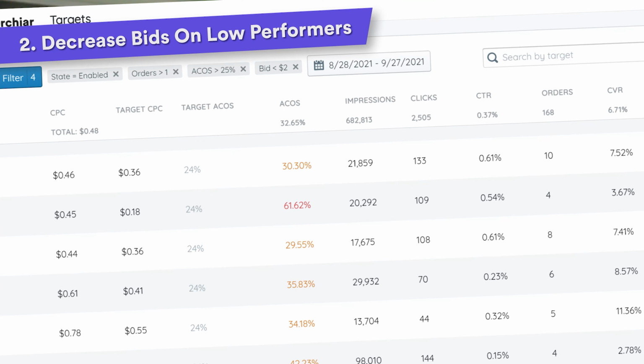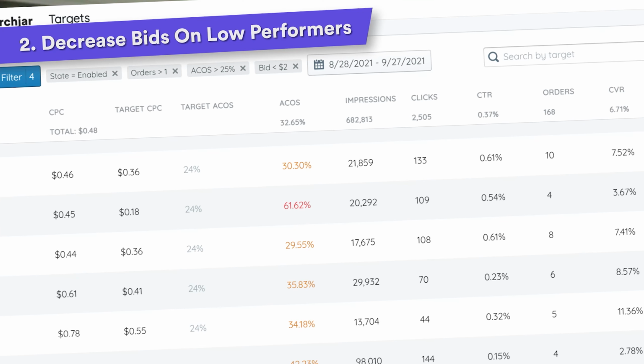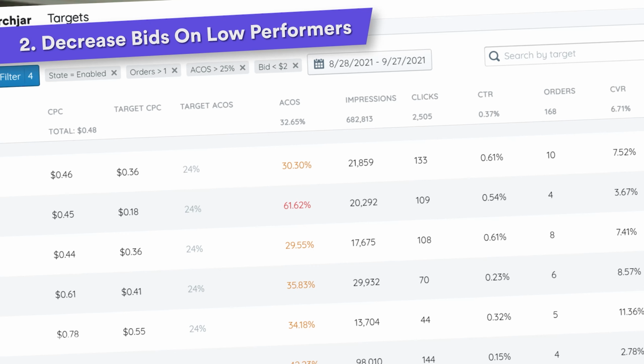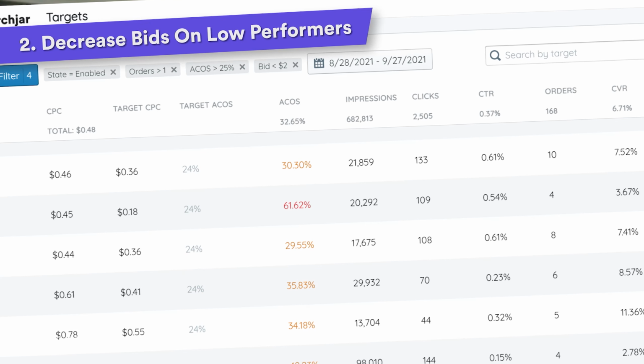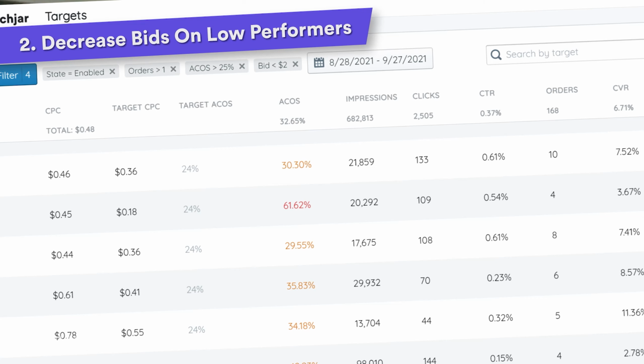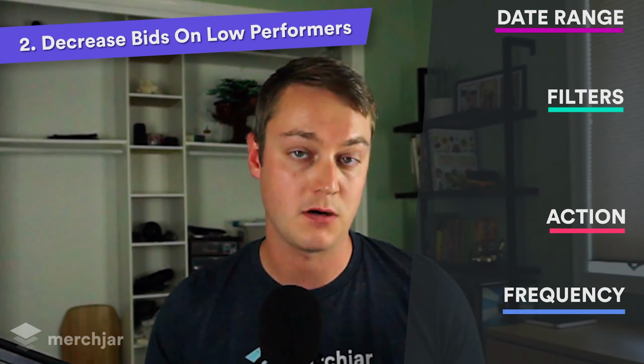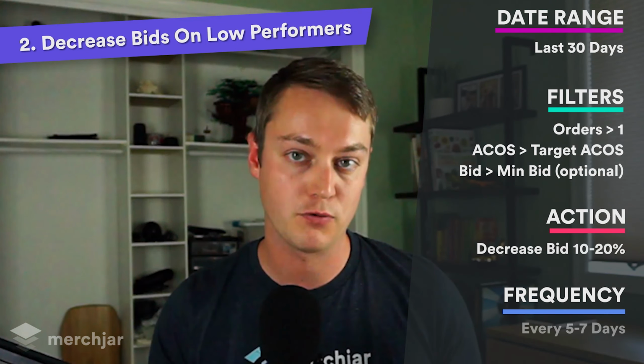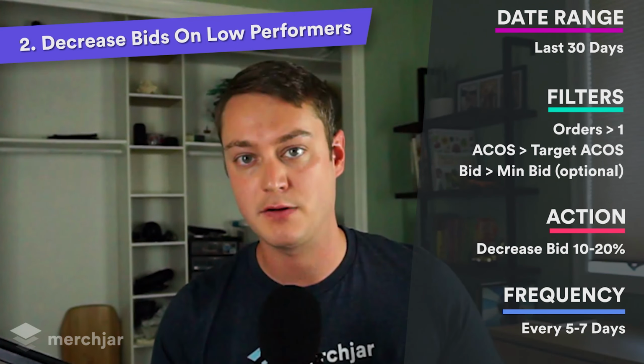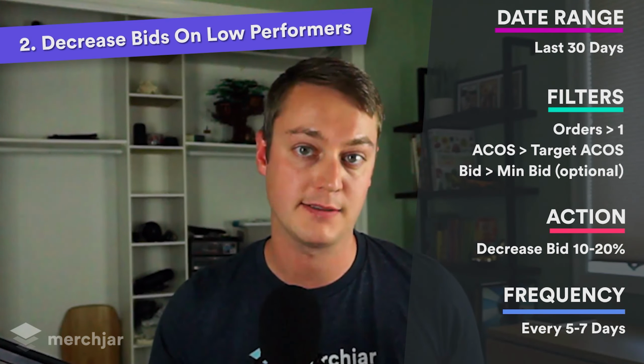Next, we want to lower bids on any targets that have an ACOS that's above our target ACOS that also have at least a couple orders. The same ACOS buffer from our previous optimization applies, however this time you'll add 2 to 5% to your target ACOS. The date range you'll use to look at the data is also the same, with 30 days being a good rule of thumb and increasing or decreasing that based on your order volume and sales volatility.